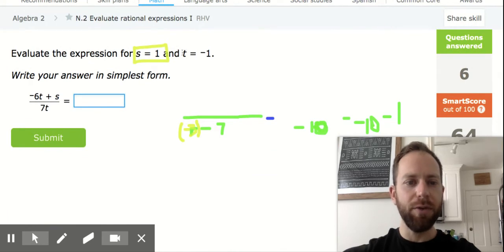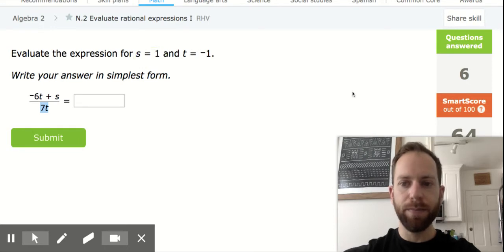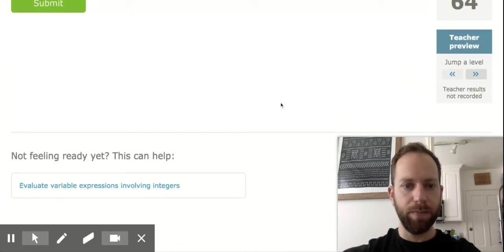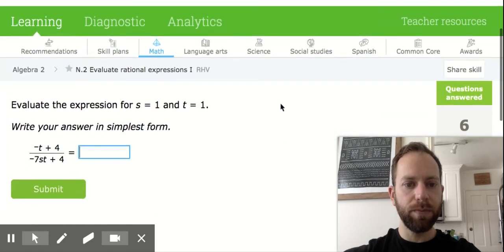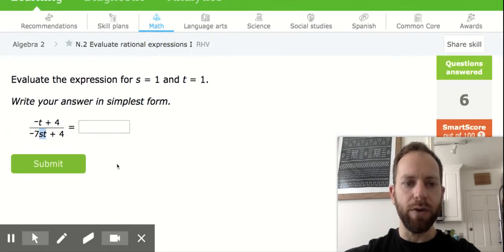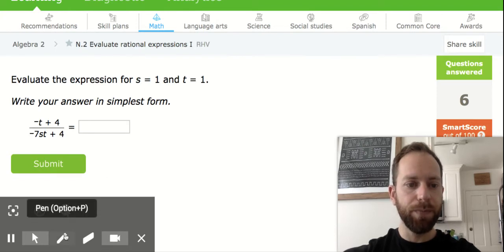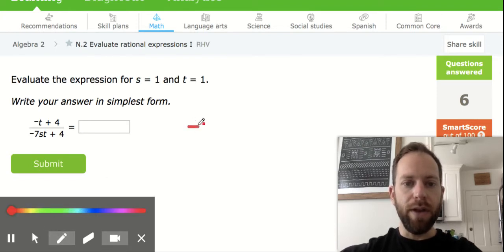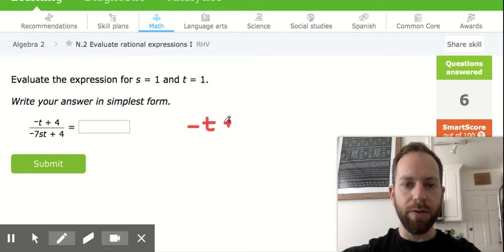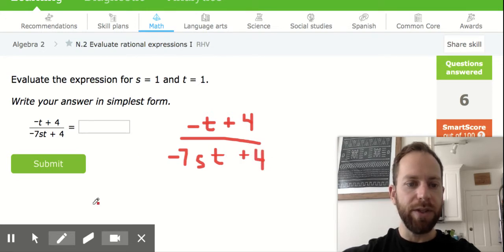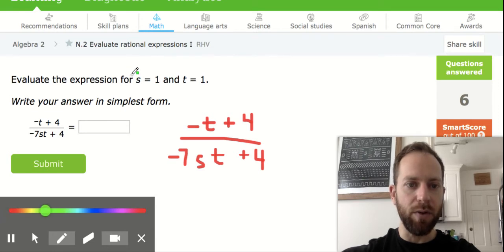All right, this is pretty similar. Here we're multiplying because they're next to each other, right? Let's keep going. All right, this one's a little tricky because here you have 2 variables right next to each other. So let's write this one out. You have negative t plus 4 in the numerator. And in the denominator, you have negative 7 st, where there's no sign between them, so it's multiplication, plus 4. So wherever we see an s, let's substitute a positive 1.